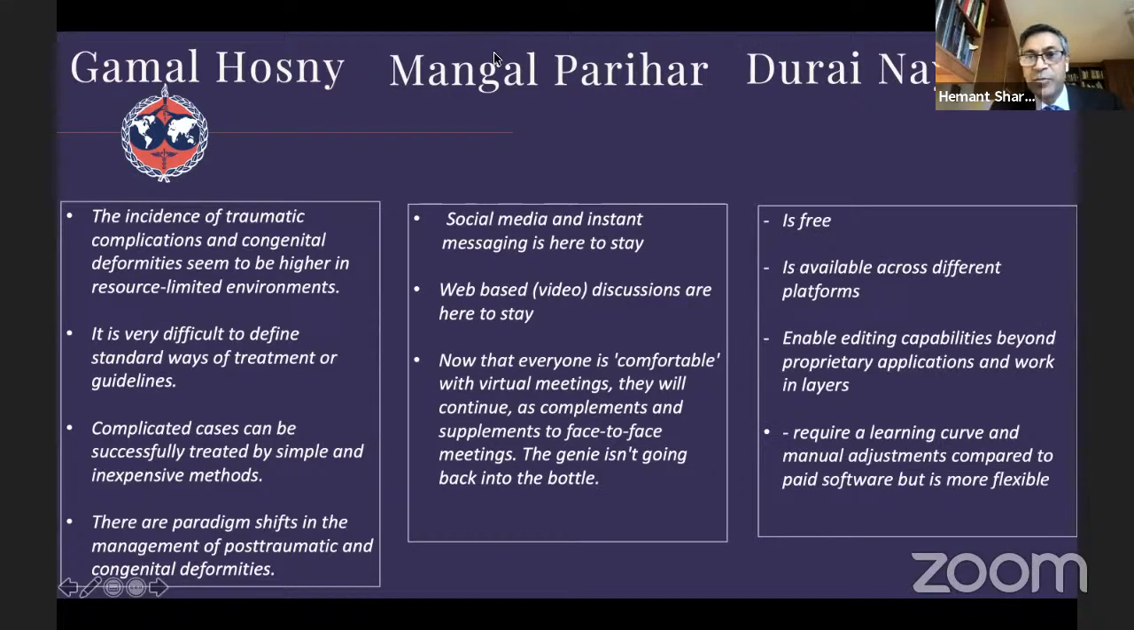Then Dorai pointed out that there is a lot of freeware available, and he gave an example of GIMP, but there are other freeware available as well. It can help us all plan, and help us treat our patients in a very inexpensive way. Although it requires a learning curve, these are quite flexible applications which will hugely help our patients.